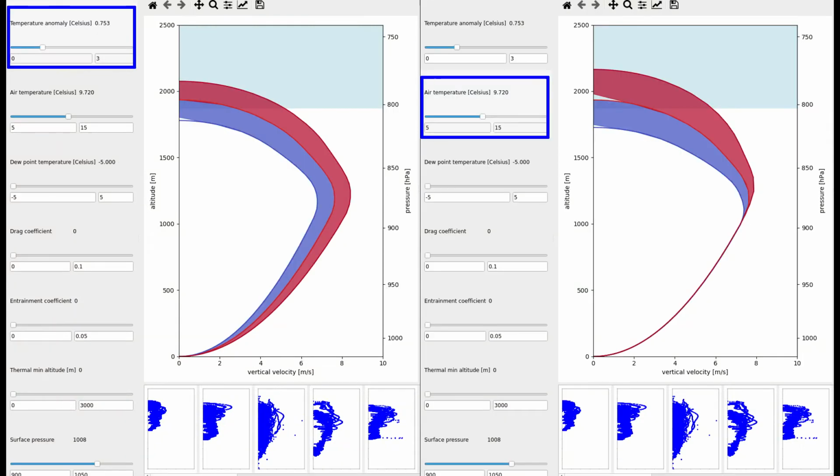The blue and red intervals indicate behavior of the model under variation of the parameters. The information is used for sensitivity analysis and helps estimate the uncertainty of the model. We can notice the difference between the variation of the temperature anomaly and the air temperature.